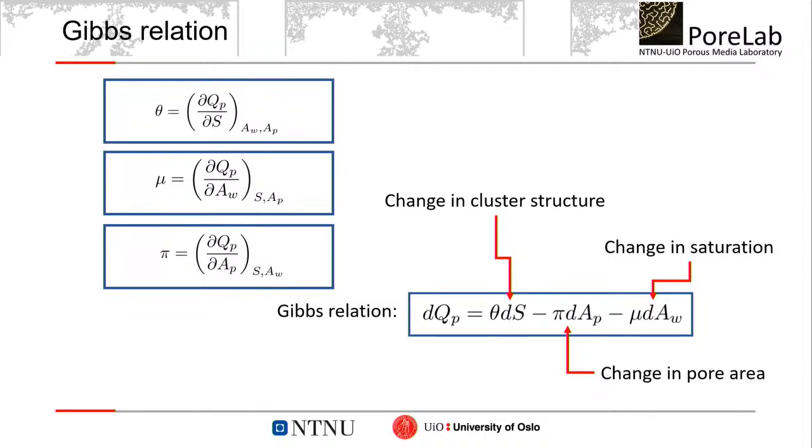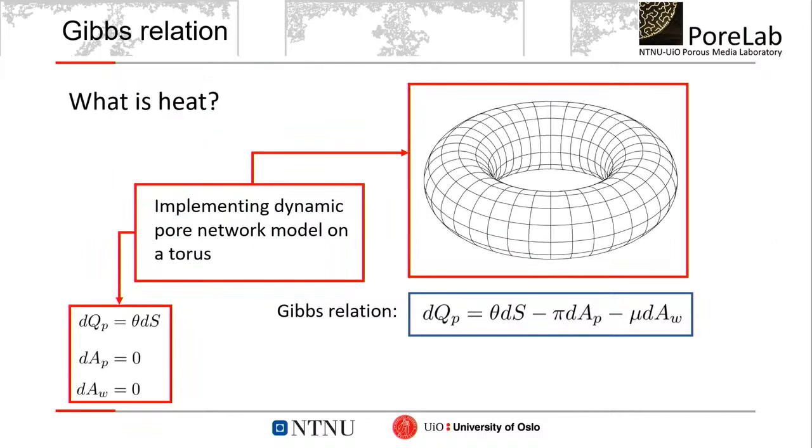If I change the average flow rate by changing the cluster structure, that's this one. When you change the flow rate, you change how the clusters look. That's a change in entropy, so that's this part. This one here is a change in pore area. If I, for example, change the porosity, that's going to affect this here in my representative elementary area. And I can have a change in saturation. So this is the Gibbs relation.